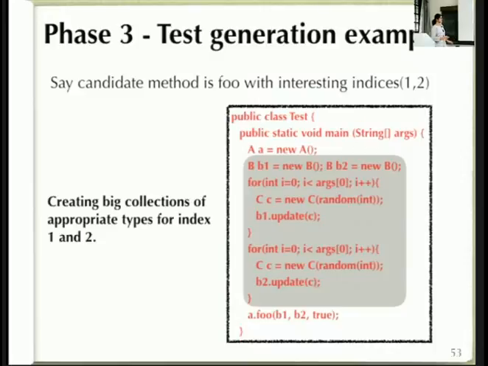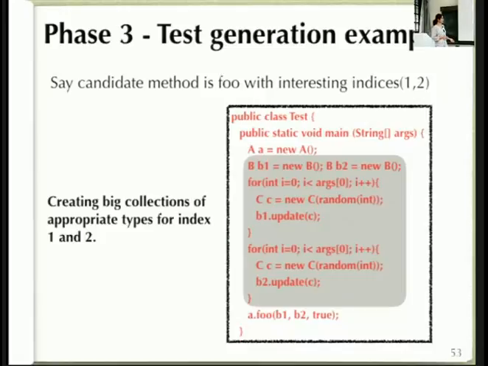So I need to create instances of B first to start with, right? Then I created B1 and B2 such instances, and I know that they need to be sufficiently large. So I'm going to take some random input, say 10,000, and I'm going to update B1 and B2 with 10,000 elements, right? So how am I going to update? I need a populator method. So for example, in this case, update is a populator method, correct? Update needs a parameter of type C.